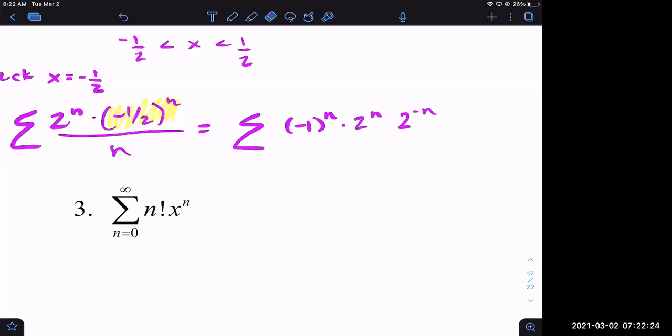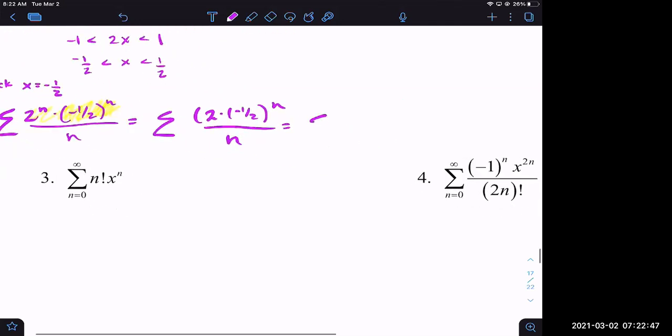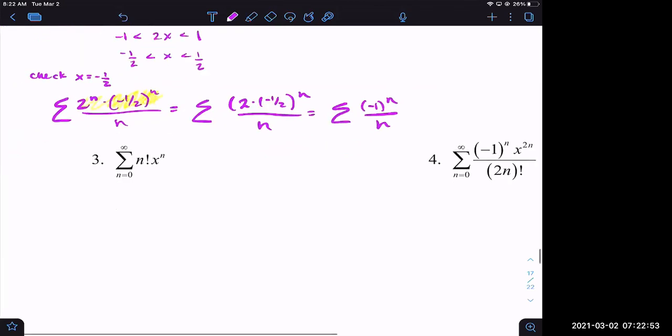Or even better, let me show you an easier way to do it. If two things are being raised to the power of n, I'm just going to bring that n out. So really these two together, I can think of as 2 times -0.5 to the n, because they're both being raised to the n. What's 2 times -0.5? -1. So this really is equivalent to -1 to the n over n.